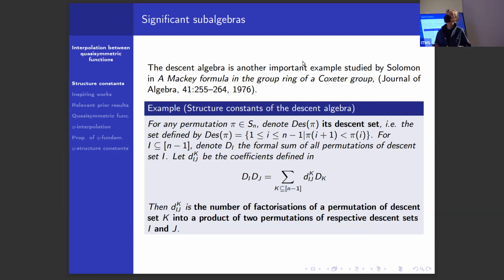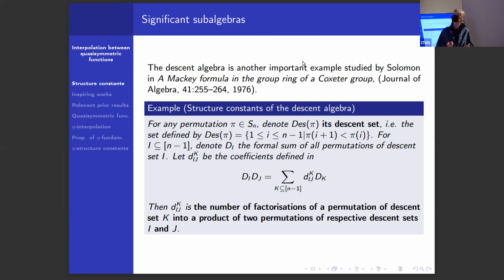Another important example is the descent algebra. Given a permutation pi of Sn in its one-line notation, pi of 1, pi of 2, etc., pi of n, define the descent set of the permutation pi as the set of indices that indicate the positions where the values of the permutation are decreasing: pi of i plus 1 is less than pi of i.